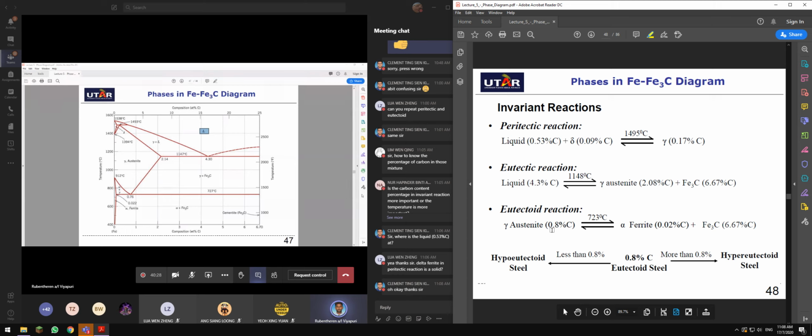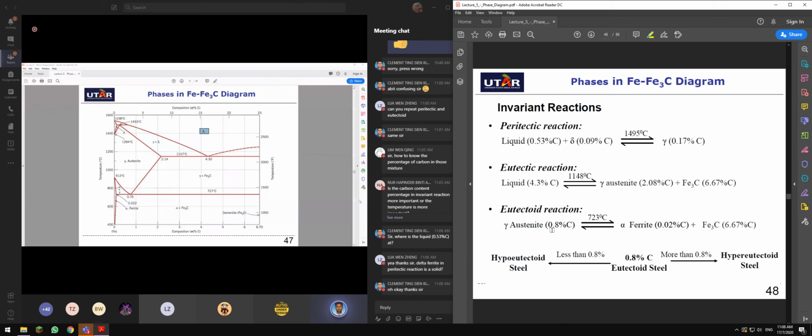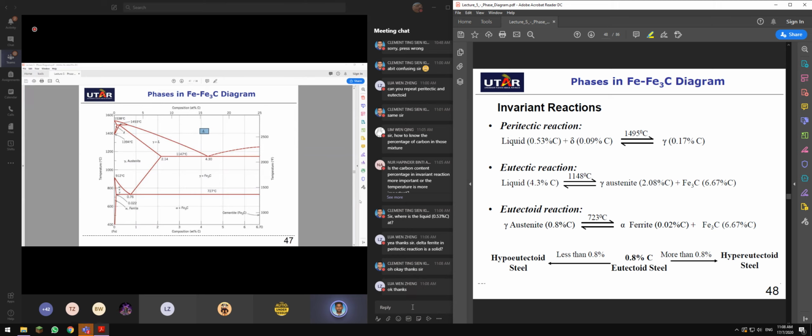Delta ferrite in peritectic reaction is a solid. Yes, delta ferrite in peritectic reaction is a solid. It changes to austenite.